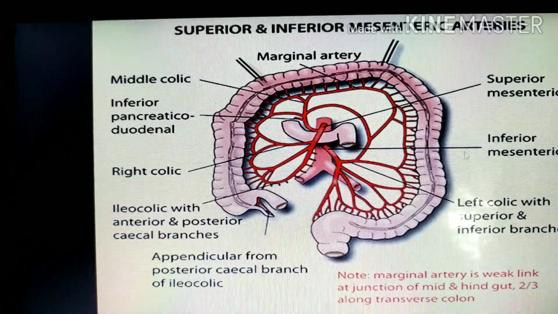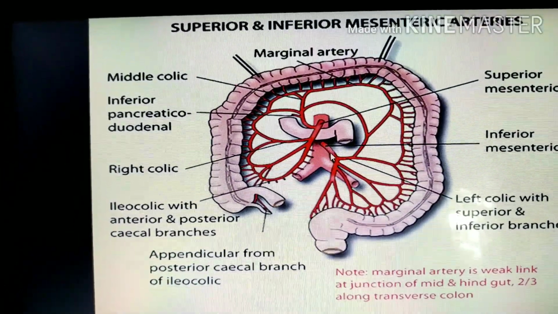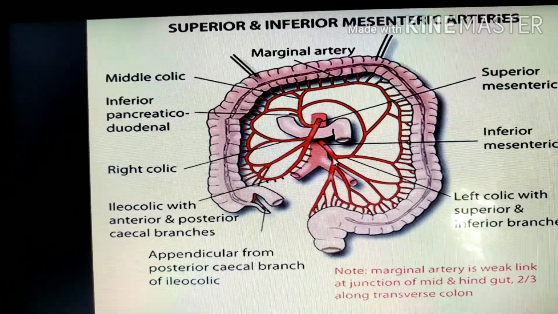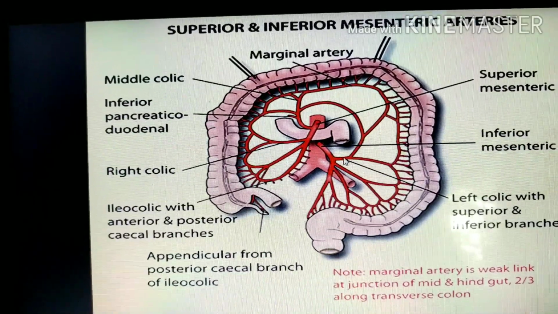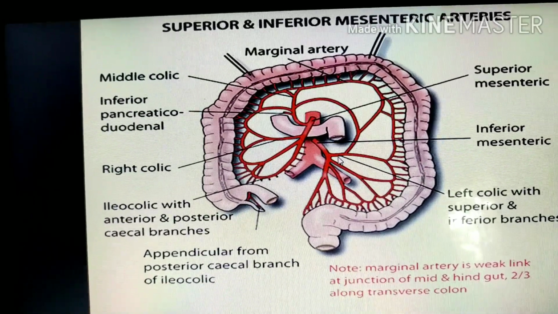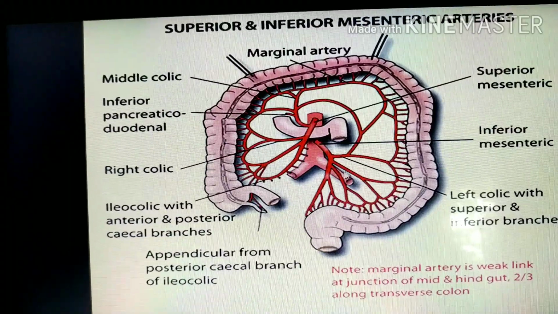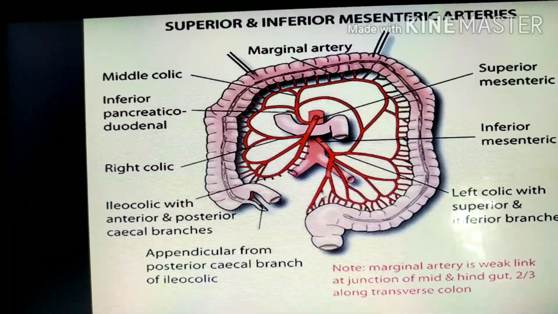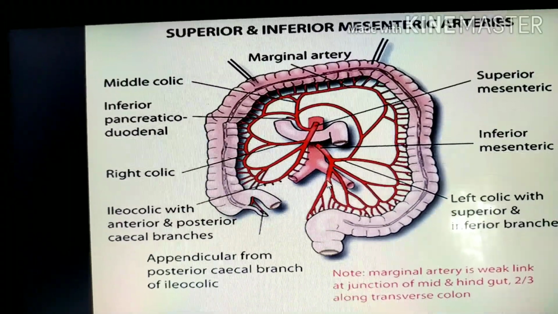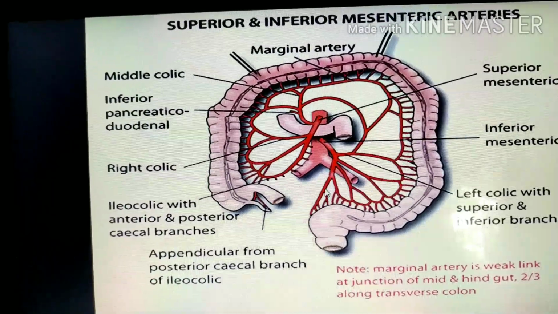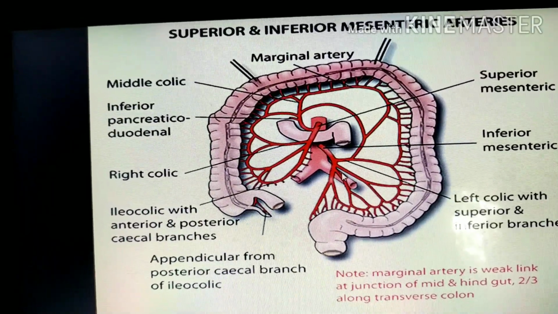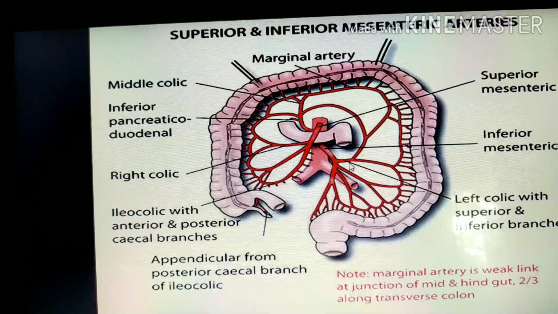Now coming to the branches of inferior mesenteric artery. So this is inferior mesenteric artery from which main 3 branches arise. First one is a left colic artery. These are the 3 to 4 sigmoidal branches, and third branch, that is its continuation as a superior rectal artery. Now coming to the first branch, that is a left colic artery.